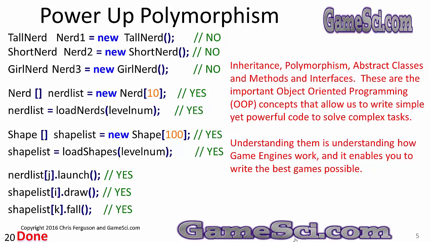Inheritance, polymorphism, abstract classes and methods, and interfaces. These are the important object-oriented programming, or OOP, concepts that will allow us to write simple yet powerful code to solve complex tasks. Understanding them is understanding how game engines work, and it enables you to write the best games possible. That's it for this lesson.